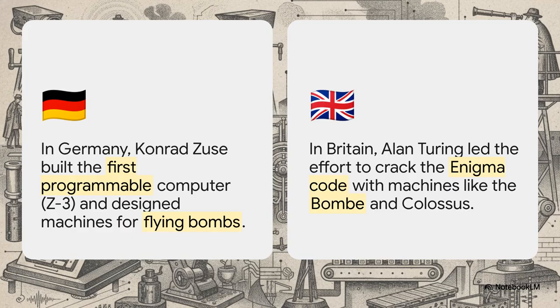At the very same time, you had this parallel race for computational power happening. Over in Germany, you had Konrad Zuse, who quietly built the world's first programmable computer, the Z3, and he used it to help design flying bombs. Meanwhile, in Britain, the now famous Alan Turing was leading that incredible code-breaking effort at Bletchley Park, desperately trying to crack the German Enigma machine.